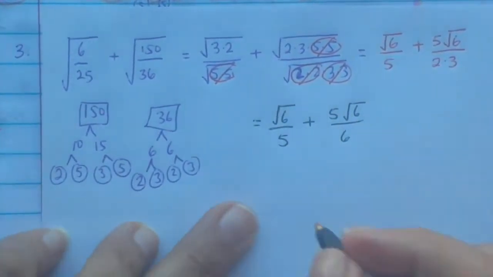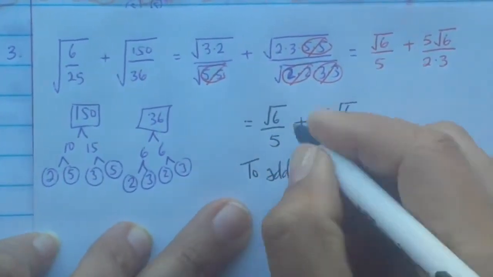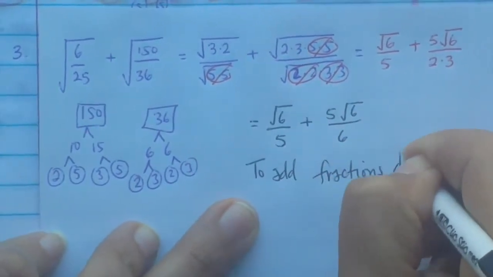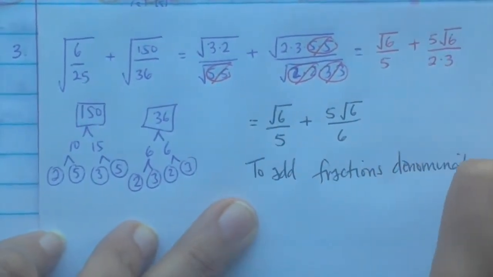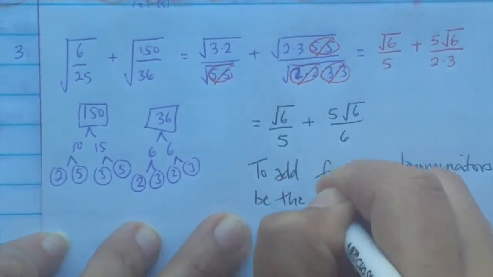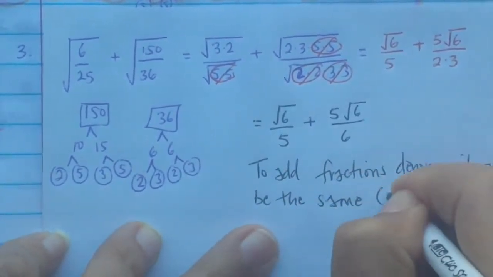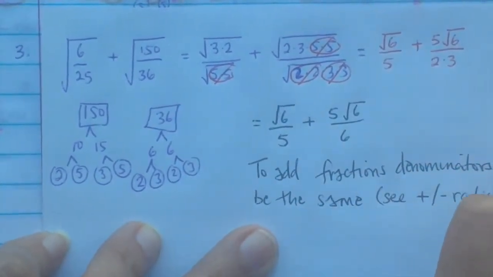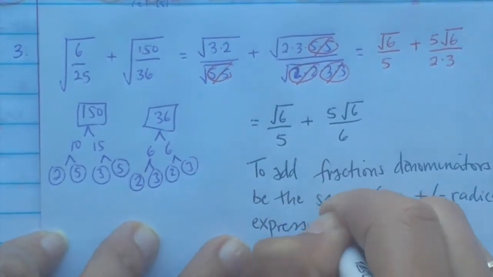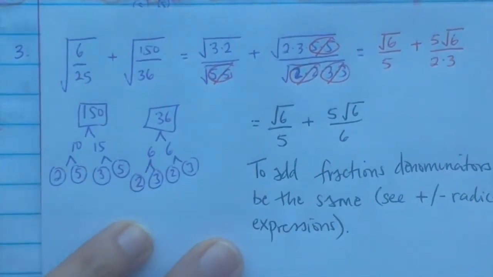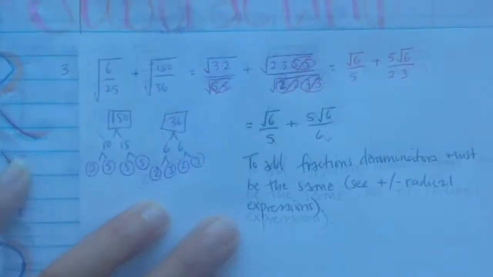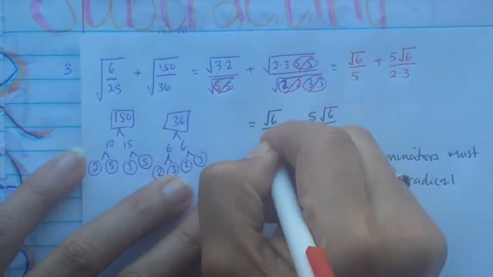Now, I don't know if you remember this, but anytime you add or subtract fractions, the denominator must be the same. So to add fractions, denominators must be the same. Parentheses, see addition and subtraction of radical expressions. We've done this before. So to make the denominator the same, remember, I make it the same by multiplication, and if I do it to the bottom, I do it to the top. So I'm multiplying top and bottom by the same exact thing.